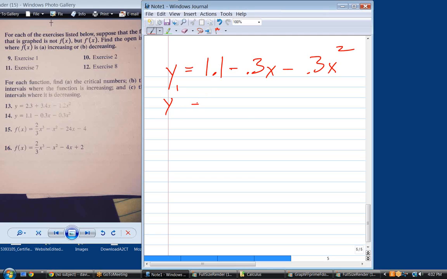So what's y prime here? That one's going to be, well, if we put it in order, it'll be negative 0.6x minus 0.3. What's the next step to find critical numbers? Set it to 0. So 0 equals that. Solve that for x. So is it negative 1/2?